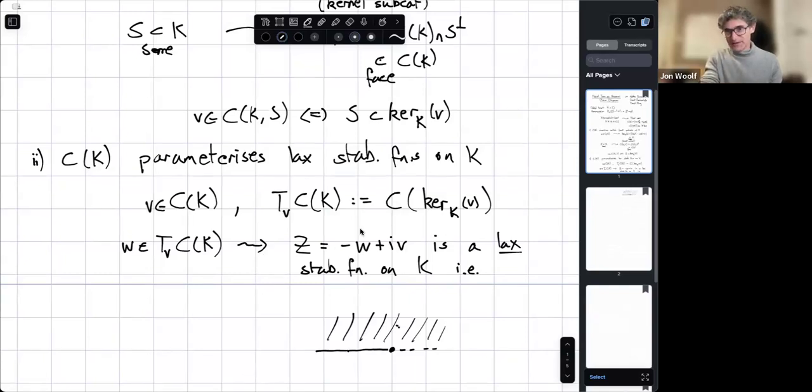Okay, so I'll return to the relationship between these heart cones and lax stability functions or stability functions at the end when I talk about phase diagrams. But for now, there's just this idea that if you're given a tangent vector to a heart cone, you can write down a stability function.